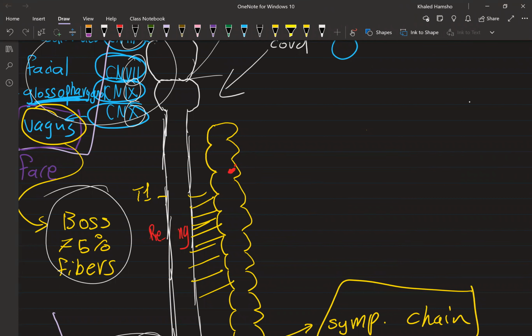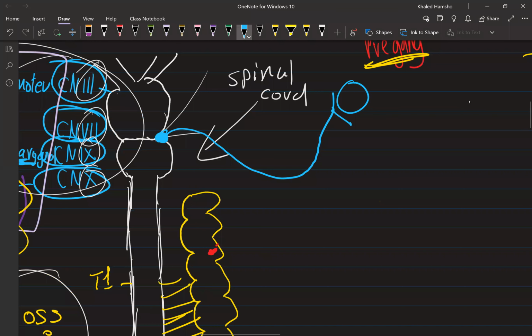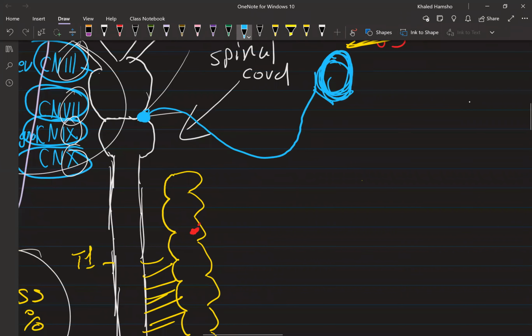Let's see. So we said for the parasympathetic, again, just to repeat, say we start somewhere over here, up here. This is the preganglionic neuron because it starts from the central nervous system, from the spinal cord. And then it goes out, it's very long, and it synapses somewhere over here. This is a ganglion. Now, the thing about this ganglion is, unlike the sympathetic chain, it's very far away from the spinal cord. This is the spinal cord. It's super far away from the spinal cord.